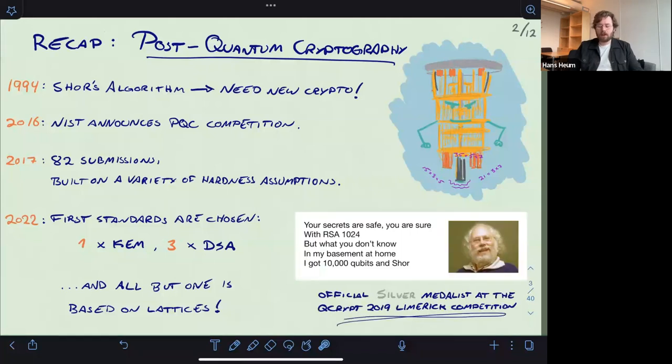Oh yes, I was an official silver medalist at the QCrypt 2019 Limerick competition, which I am very proud of, of course. "Your secrets are safe, you're sure, with RSA 1024, but what you don't know, in my basement at home, I got 10,000 qubits on Shor." Now it should be 20 million, but 10,000 sounded better.